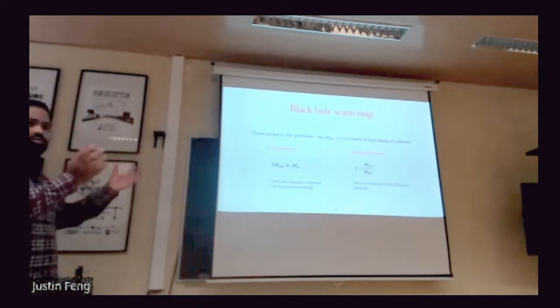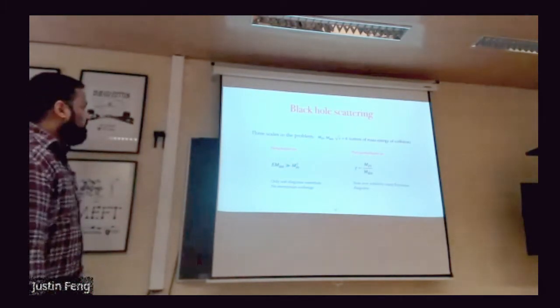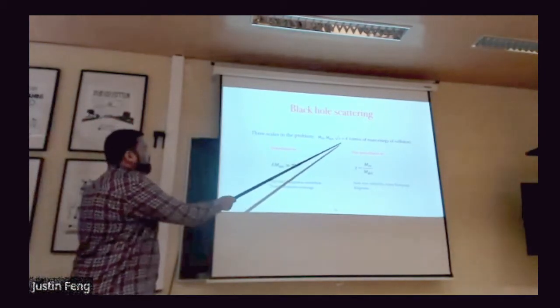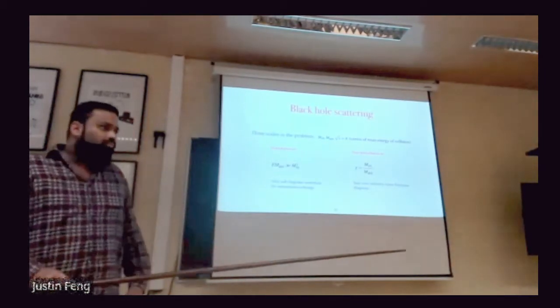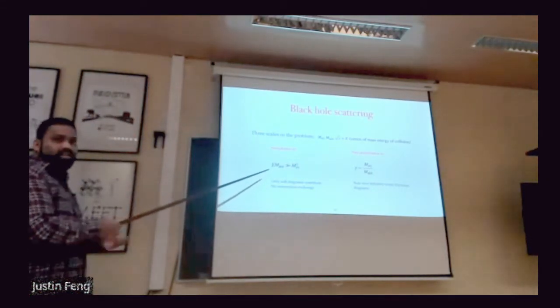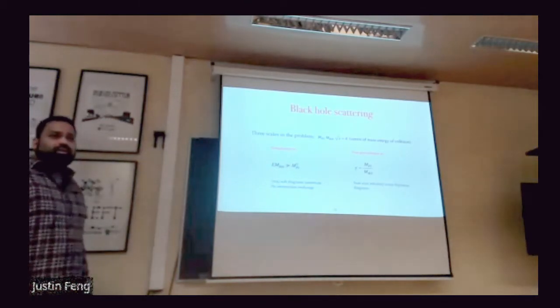So just to understand conceptually what's going on, we now have three scales in the problem. I'm writing everything in terms of mass scale: the Planck mass, the black hole mass, and the energy of the collision that we're interested in. And as I said, we're going to look at the regime where the energy times the black hole mass is much bigger than the Planck mass squared.